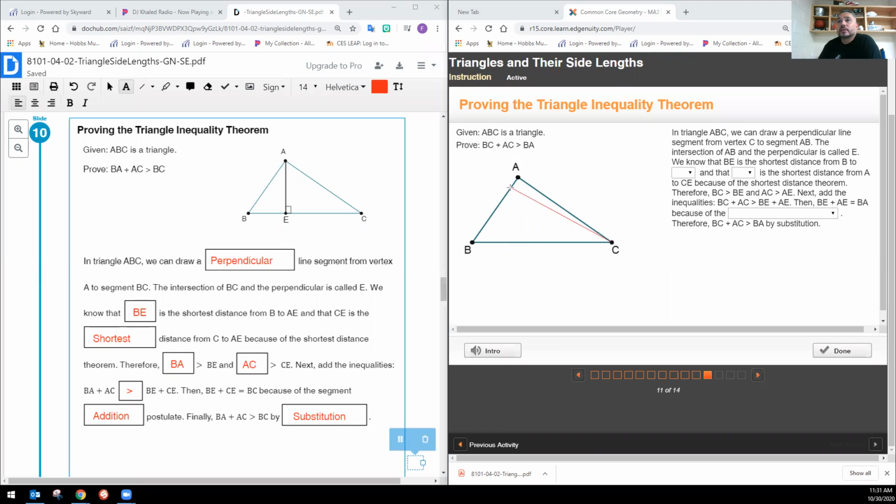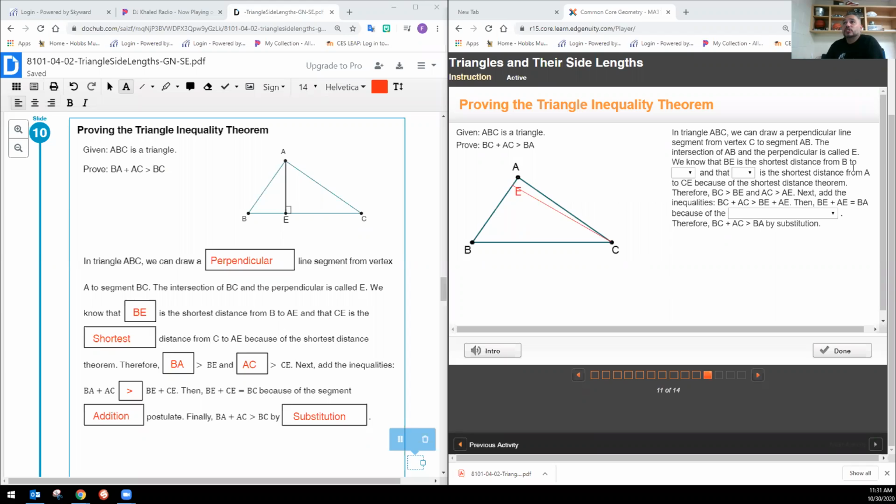perpendicular, which I'm going to assume is about, I can kind of see the pixels on it. So I'm going to say that that's about right there. To me, that looks about right. Okay, so the intersection of AB and the perpendicular is called E. We know that BE, so let me go ahead and put an E right there. Okay, so that's E. This is point E right there.